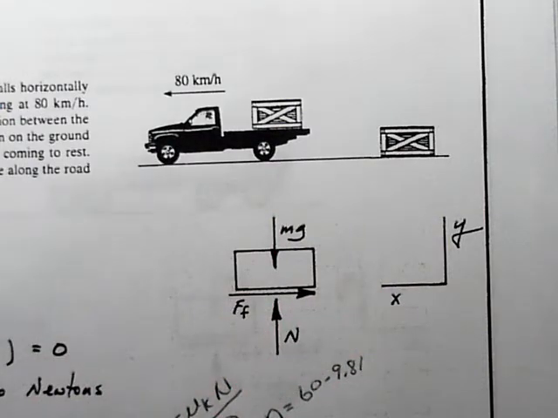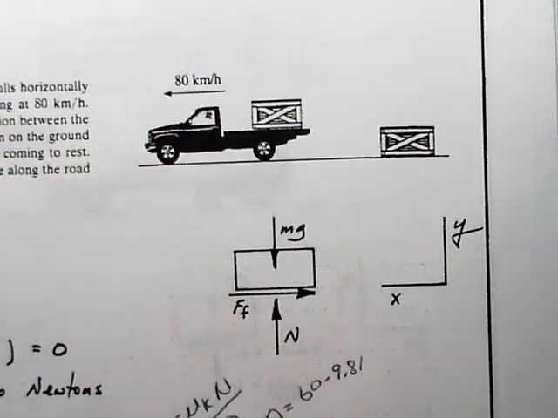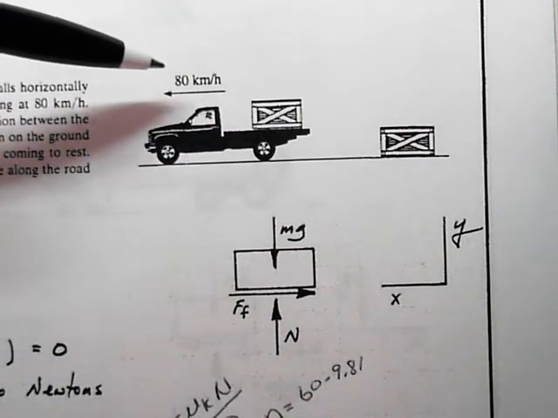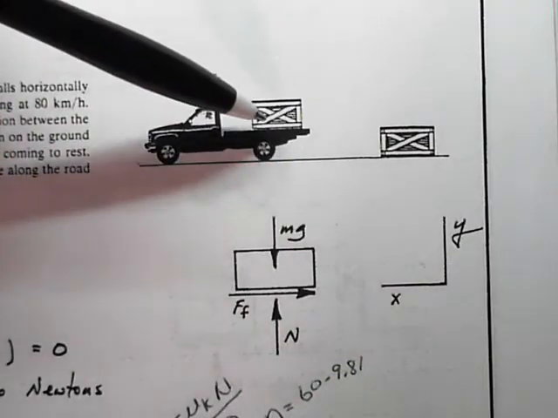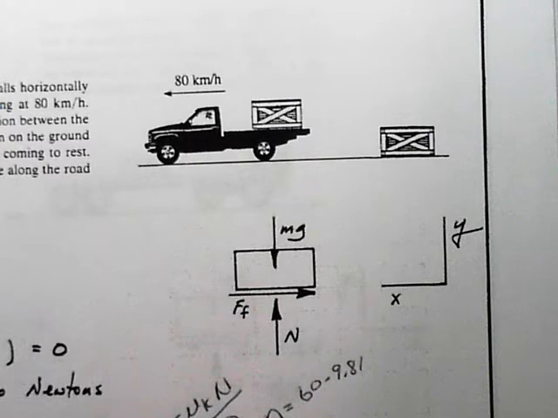In this next example, we'll be looking at a problem that involves a truck that's starting out carrying a crate, traveling at 80 kilometers per hour, and somehow that crate works its way off the back of the truck, falls onto the ground, and because of friction begins to decelerate and eventually come to a stop. In the problem statement, it tells us we know the distance it travels, determine the coefficient of friction.